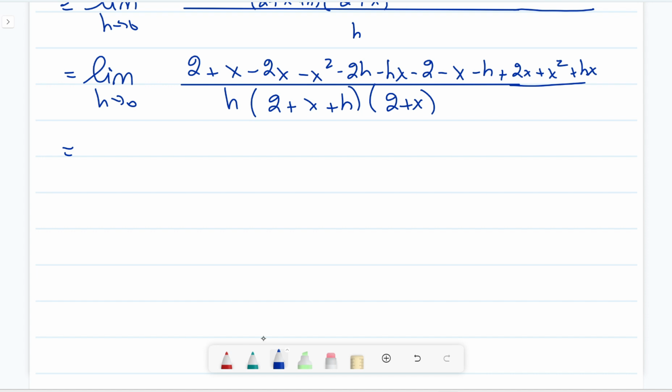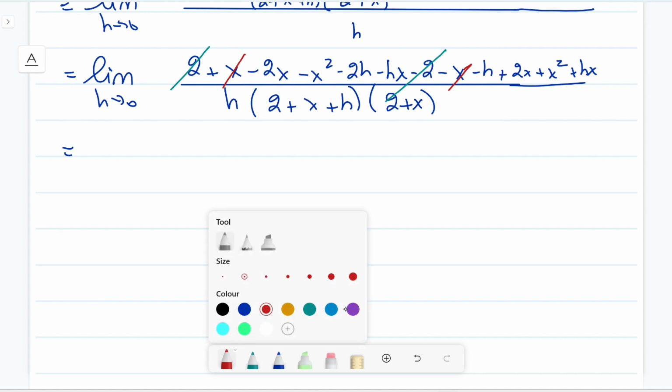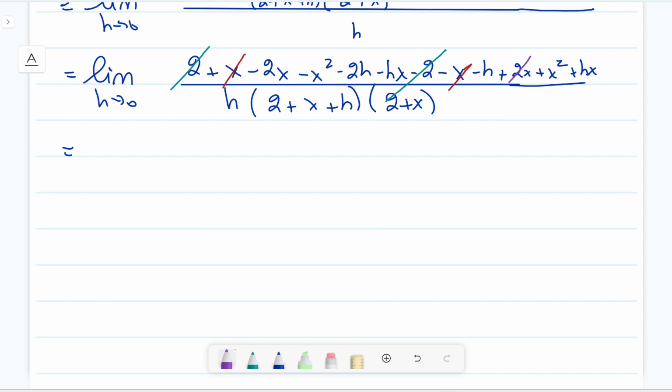So let's continue simplifying. We see that the 2 and the minus 2 cancel out. There is an x and the minus x, they cancel out. We have a 2x and the minus 2x, they also cancel out. We have an x squared and the minus x squared, they also cancel out. And we also have hx and minus hx, they cancel out.